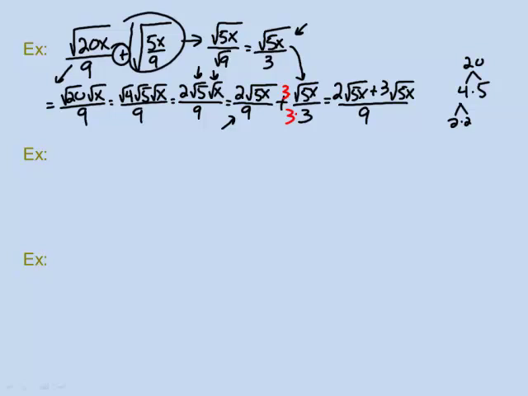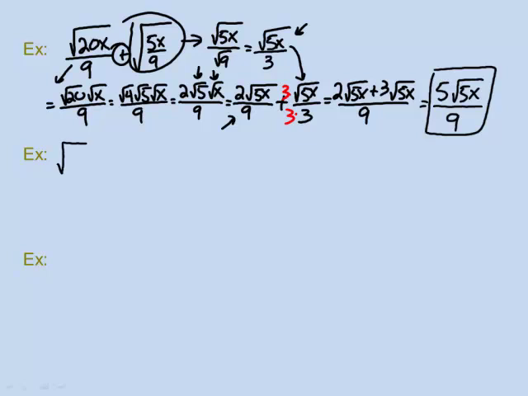And we do have like terms up top, so we can add the coefficients. And we've got 2 square root plus 3 square root is 5 times the square root of 5x, all divided by 9. There are no common factors that would allow us to reduce that fraction. Our radical already is in simplest form, and so that is our final answer for that problem.